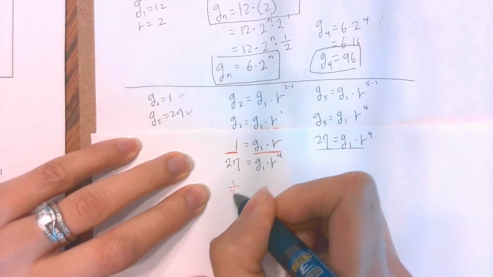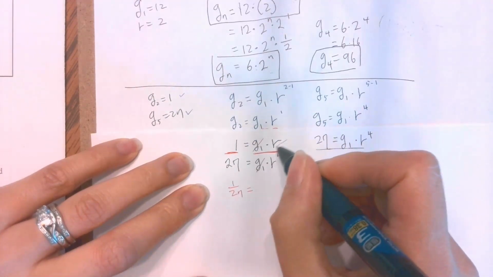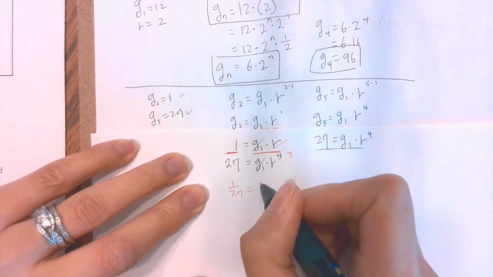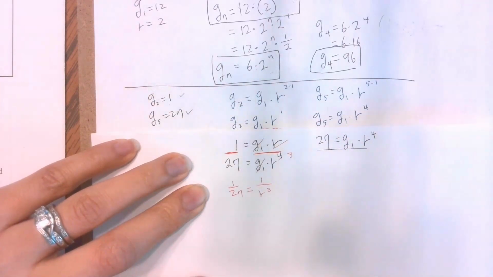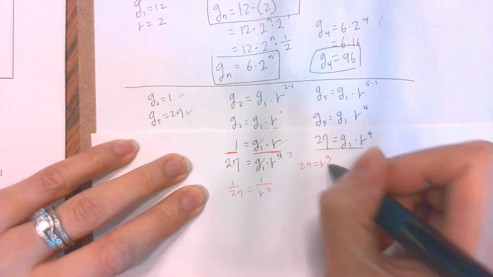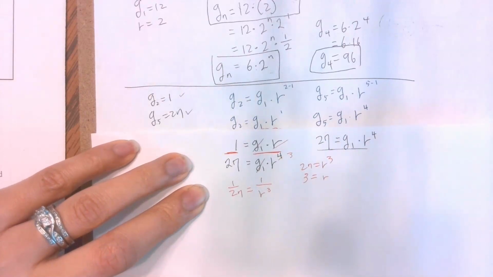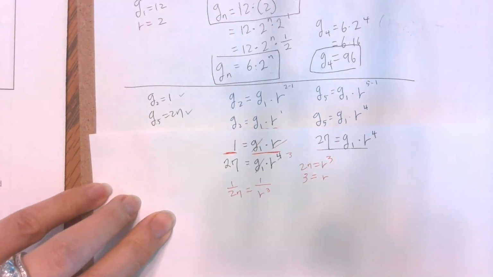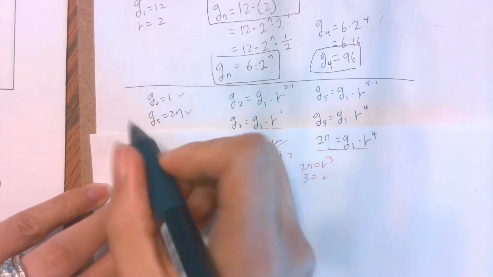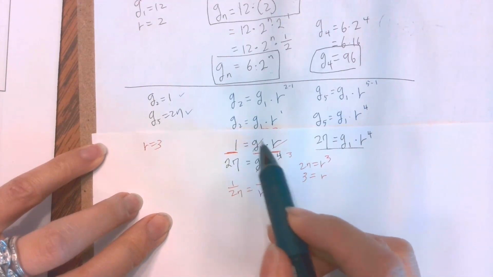1 over 27 is equal to, I cancel this g sub 1 out, and I cancel that r out, I'm left with 1 over r cubed. Look at that. Okay, so 27 is r cubed. Then what's r? What cube gives you 27? 3. Okay? All right, once I got that 3 in, so r is equal to 3. What else do I need to find out? I need to find out what that g sub 1 is.